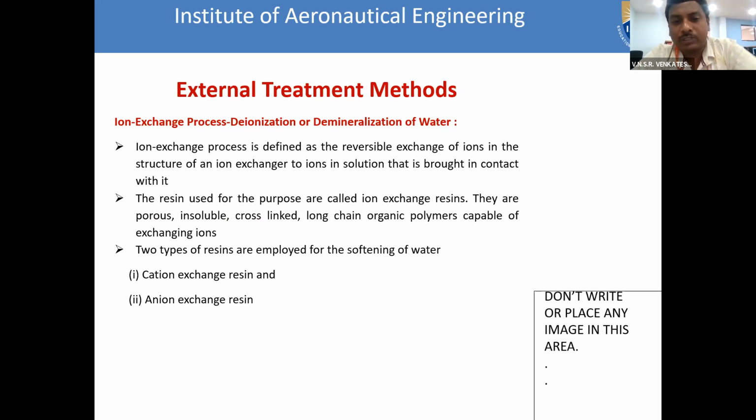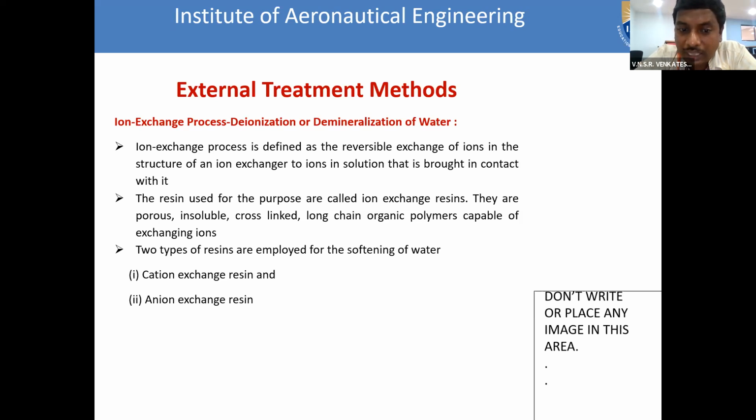Why is the process called the ion exchange process? Because this process involves the exchanging of ions, that means either cations or anions. That's why it is called the ion exchange process. Because of this process, what happens? It removes all the ionizable ions present in the water. So that's why this process is also called deionization or demineralization.